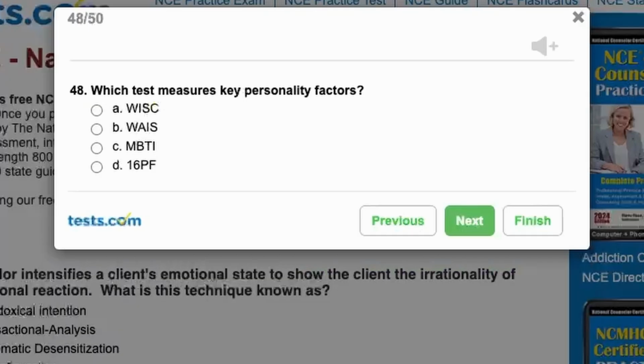Which test measures key personality factors? A. WISC, B. WAIS, C. MBTI, or D. 16PF.